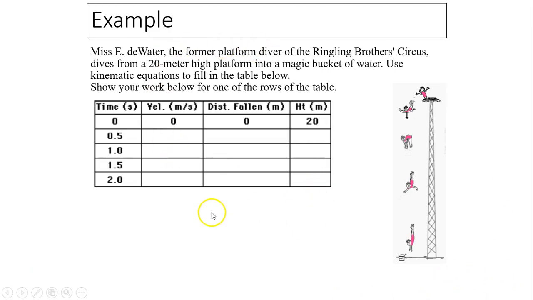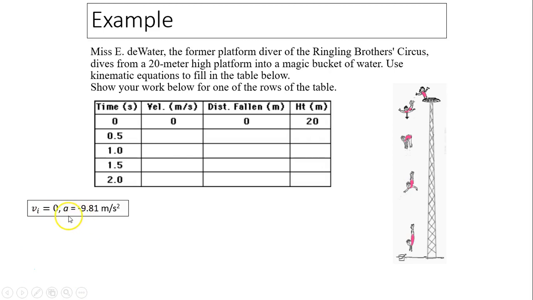So basically, what is given to you here? You know the initial velocity is 0. You also know the time. Because this is freefall, you also know the acceleration. So you know three variables. From those three variables, you can figure out everything else. Take a look at the first one.